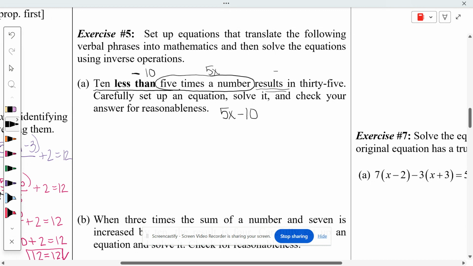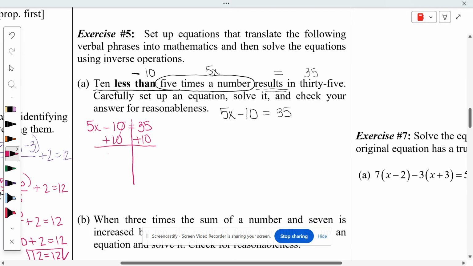Results in equals 35. Okay, so that's the equation. I'm going to rewrite it and we're going to solve it. So 5x minus 10 equals 35. Draw my river. The first thing I have to do is get rid of the minus 10. What's the opposite of minus 10? Well, it's plus 10.